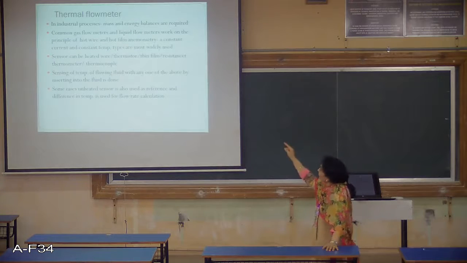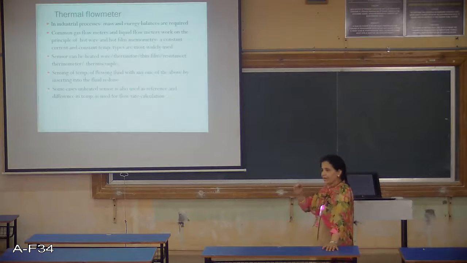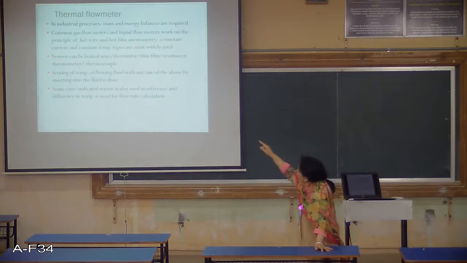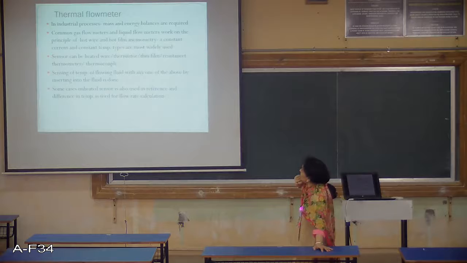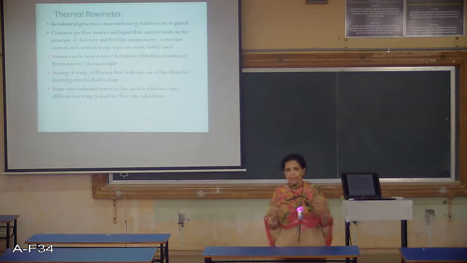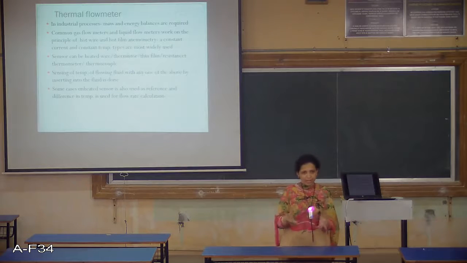Now here also making use of the same method, but only thing it is a slightly higher end or precise version of what we studied. So where exactly these are used? In industrial processes, mass and energy balances are required. Now industrial processes, there are n number of industries, so wherever the fluids are involved, they can be gases or liquids. So whenever the fluids are involved, they are naturally flowing, and the flow rate and the mass.